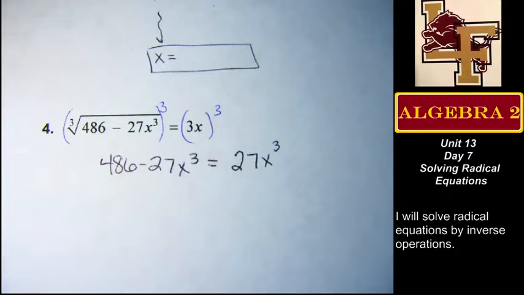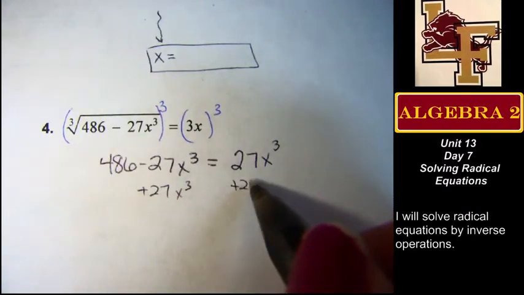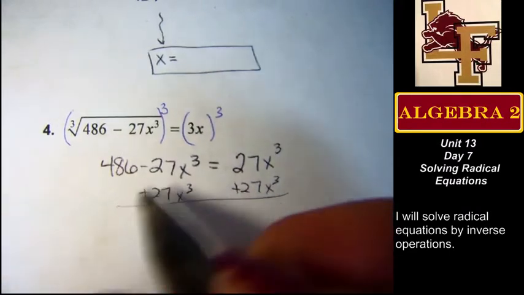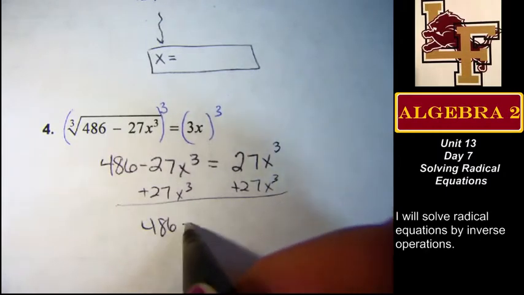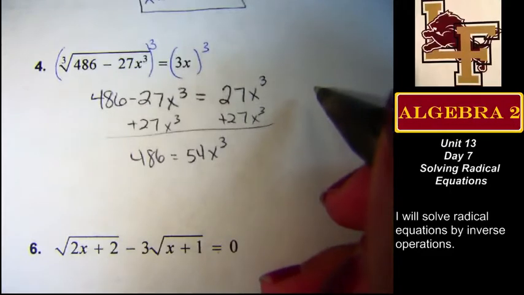Or I could pretend that this was just a regular equation and try to get all the x's on one side and then isolate. Yeah, you can do the plus 27. That's what I'm going to want to do. Add 27x cubed to both sides. And then I can divide by that 54.